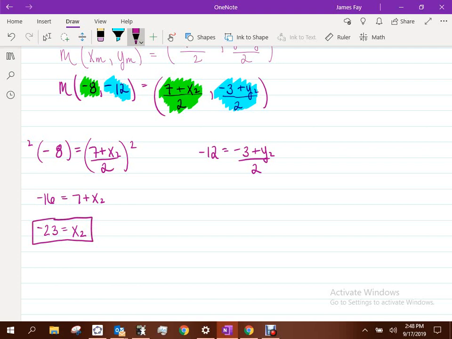Come over here and find the y value. It's the exact same algebra. Multiply both sides by 2. So you get negative 24 is equal to negative 3 plus y sub 2. Then add 3 to both sides.